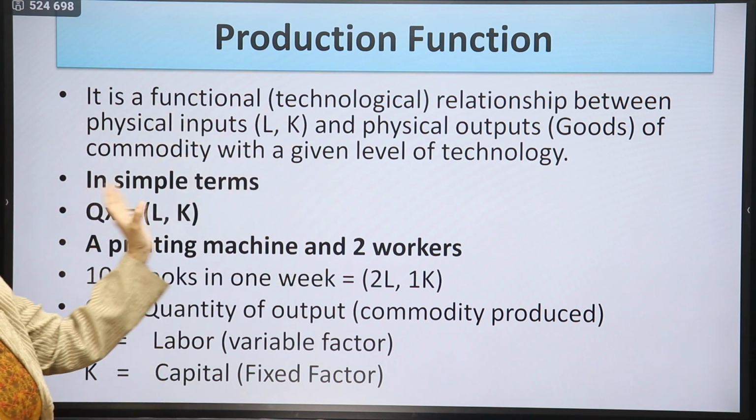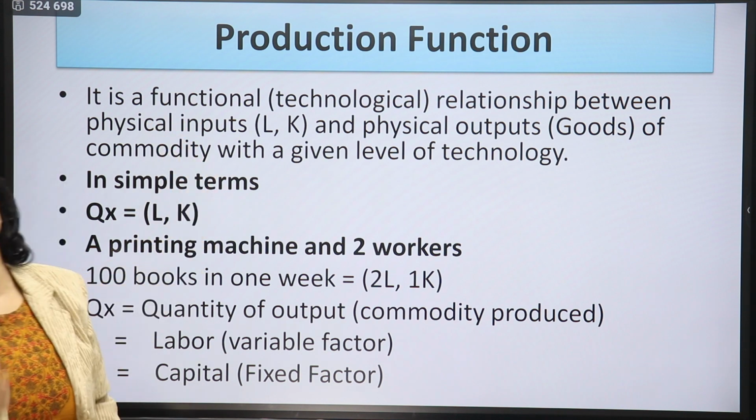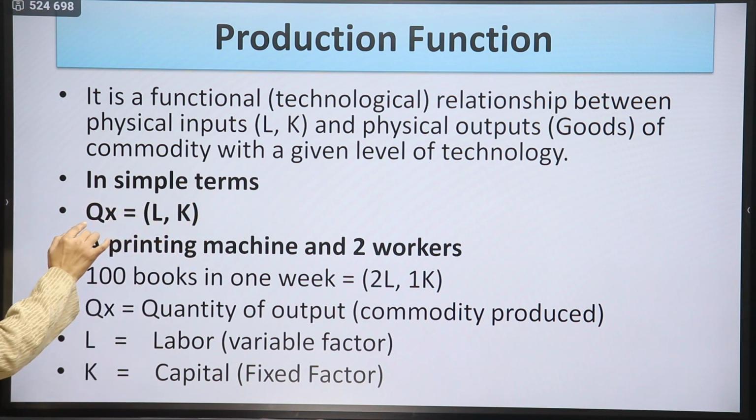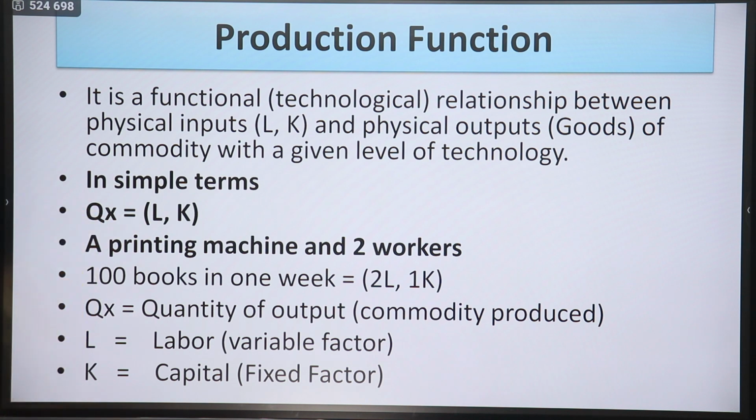So what is production function? It is functional relationship between input and output, nothing else. In simple terms, this is the equation: Qx = f(L, K). Here Q is quantity of output of any commodity in this world. You can say camera, light, bed sheets, tube lights, computers, markers, coats, blazers, switches, anything in this world that we use or that we purchase in market is your product.